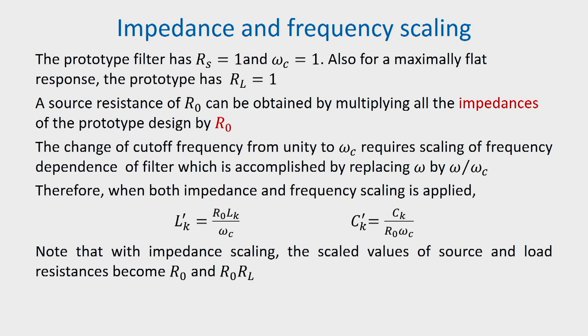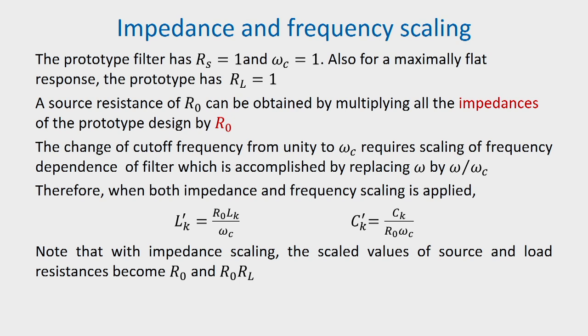So, next what we do, we change the cutoff frequency from unity to the actual cutoff frequency omega c for a low pass filter. If we do that, we require to scale the frequency dependence of the filter, and this is accomplished by replacing omega by omega by omega c. So, if we do both impedance and frequency scaling, then the scaled values of the inductance become R naught L k by omega c.